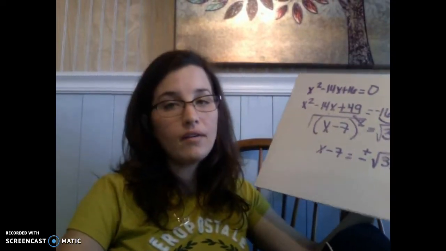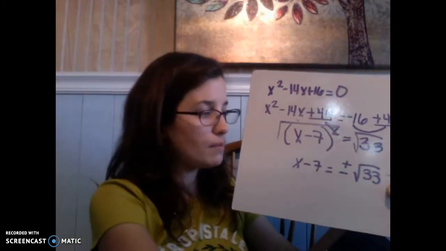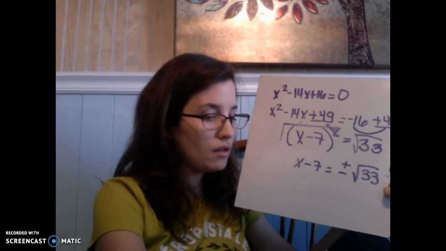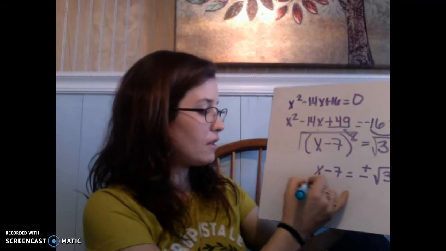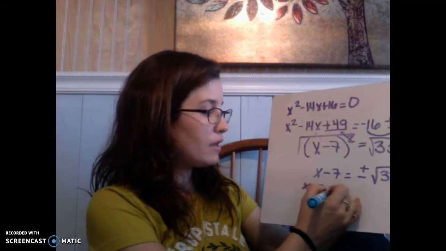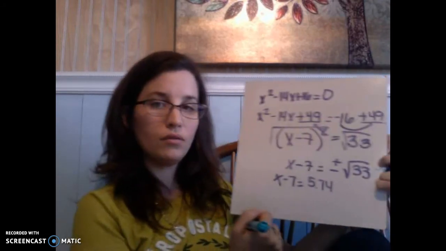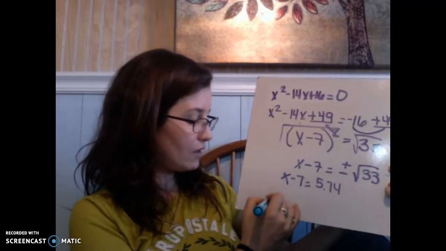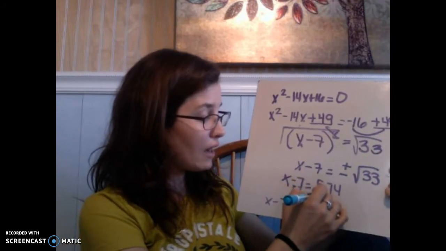Well, what is the square root of 33 equivalent to? 36 is 6, 25 is 5, 33 is really close to 36. Let's be accurate with that. It is 5.74. So now we have x subtract 7 is equal to positive 5.74. And we also have x subtract 7 is equal to negative 5.74. We just solve algebraically. Add 7 to each side.